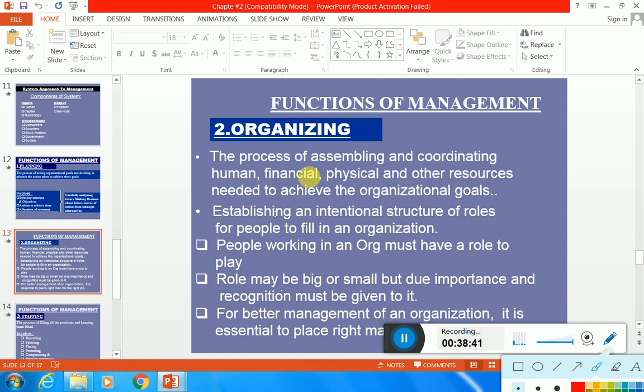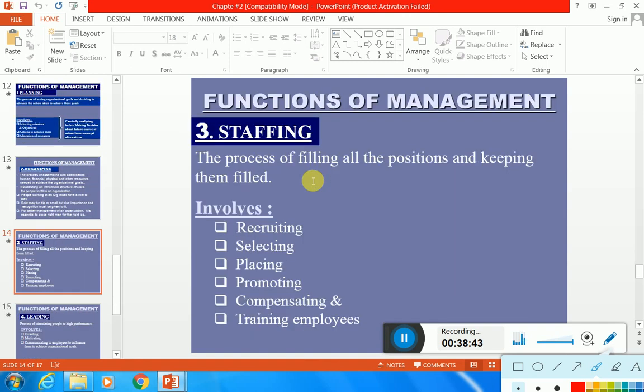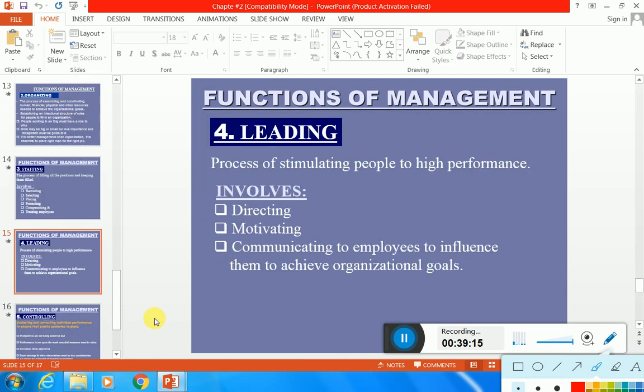The next is the staffing process, the hiring process: fulfilling the vacant positions inside the organization. Simply stated, the process of filling all the positions and keeping them filled is known as the staffing process. This is human resource management: hiring people for your organization, which is known as recruitment, selecting, placing, promoting, compensating, training and development. Simply stated, that is known as the staffing process.